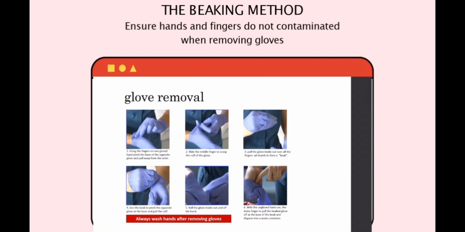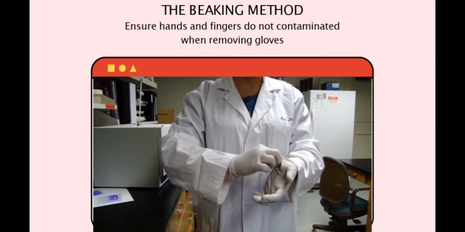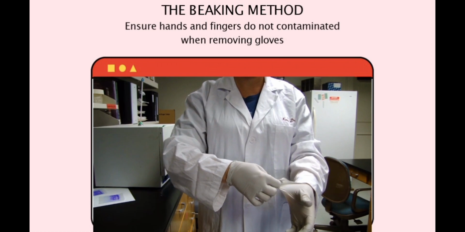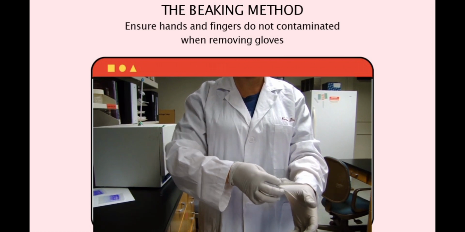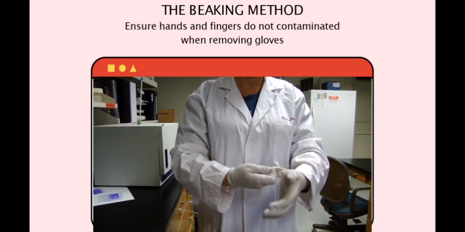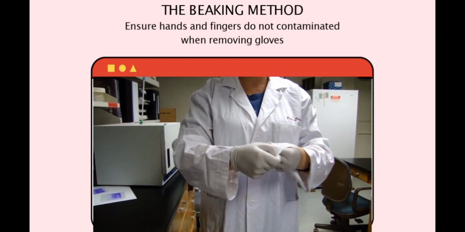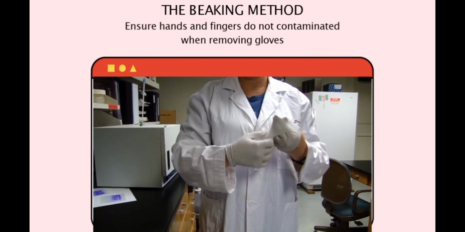This method is designed to remove gloves while avoiding contact between the outer, potentially contaminated surface of the gloves and the wearer's skin. Using the fingers on one gloved hand, pinch the base of the opposite glove and pull away from the wrist in a pinch and pull fashion. Slide the middle finger to scoop the cuff of the glove. Pull the glove inside out over all of the fingers and thumb to form a beak.